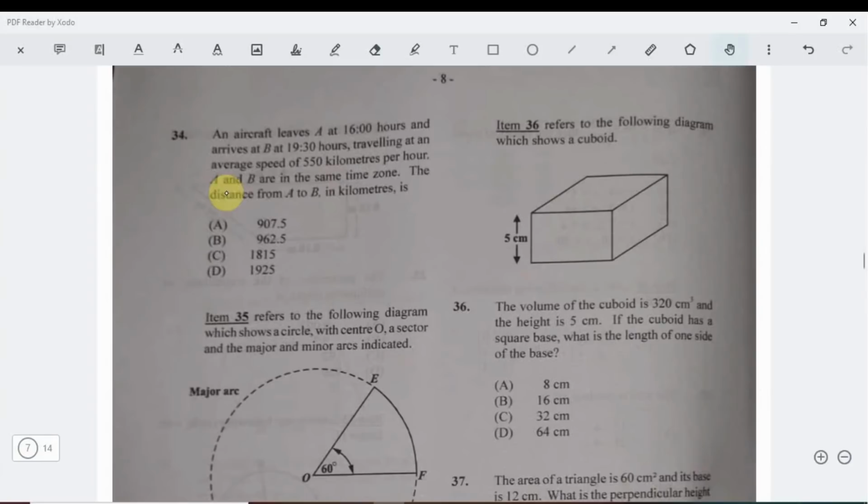Alright, question 34, it says an aircraft leaves A at 16 hours and arrives at B at 19:30 hours, traveling at a speed of 550 kilometers per hour. A and B are in the same time zone. The distance from A to B is, first thing, remember that speed is equal to distance over time. V is speed, S is distance, T is time.